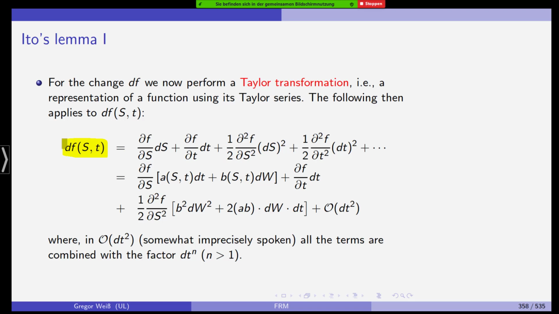In this case, the Taylor series is given by the partial derivative of f with respect to s times ds, plus the partial derivative of f with respect to t times dt, plus half the second partial derivative of f with respect to s, differentiated twice, with the squared term ds. Same for dt. Then 1/3 the third partial derivative, and so on and so on. And this is exact.